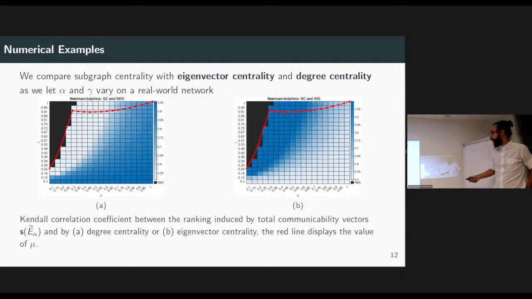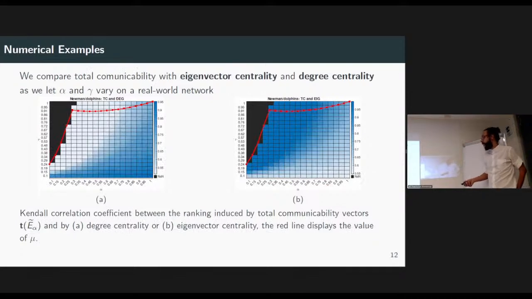And as you see by the color coding, when you move with alpha, these are correlation coefficients between the degree centrality and the eigenvector centrality. If you move with alpha, you retrieve the limit behavior. And similarly, if you move with alpha, you retrieve also the correlation between the degree centrality and the eigenvector centralities.